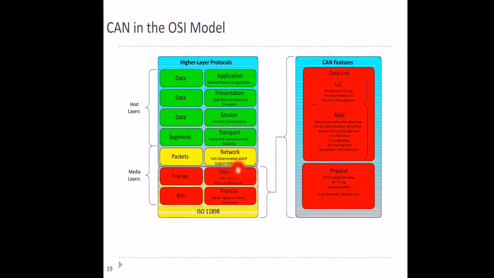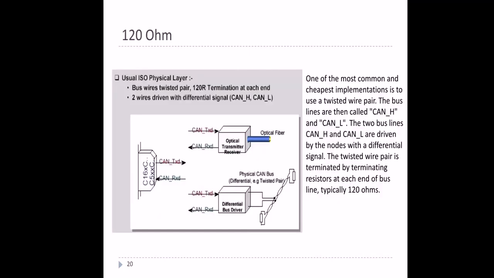So these can all be taken from the ISO 11898 standard, if you want to go more in depth, you can go through it. Okay, so this is how the ISO OSI concept is done. And here, 120 ohm. Yes, why this 120 ohm?